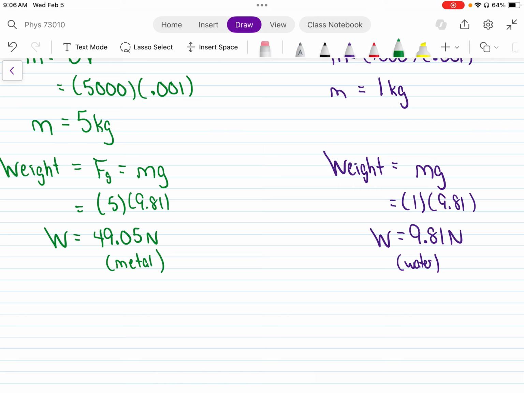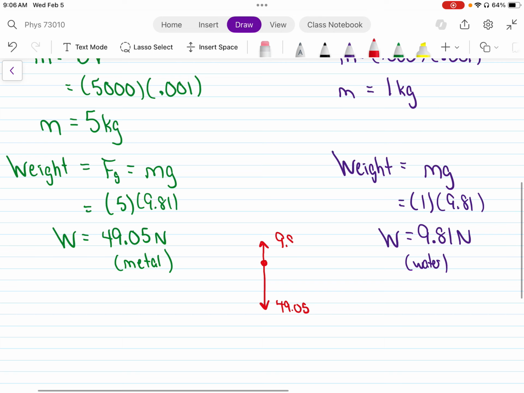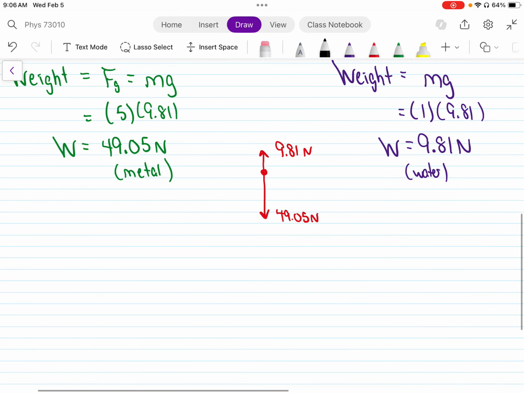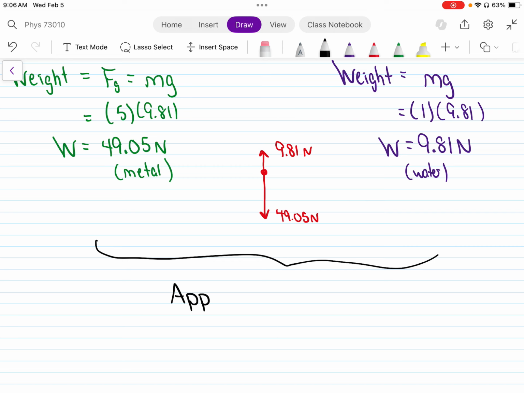Now think back to our free body diagram. The 49 number is what's pulling this thing down into Earth. And because of this fluid situation, the pressure of the water pushes back up on it, a smaller force, 9.81. So to finish off apparent weight, our last step is that the apparent weight is the difference between these two. We've got a tug of war, 49 pulling it down, 9.8 pulling it up. Apparent weight is just what we have left over when we add those vectors.